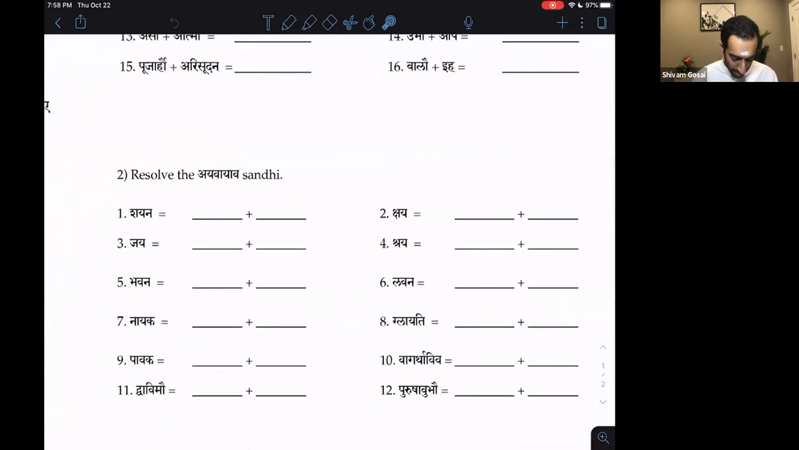All right, so let's do some of these. These must be a little bit more difficult. Okay, let's look at shayana. We have to figure out where the Ayavāyāva happened. I'll do the first one. Shayana, I see ay in the middle there. So how do we make ay? We get it from e.